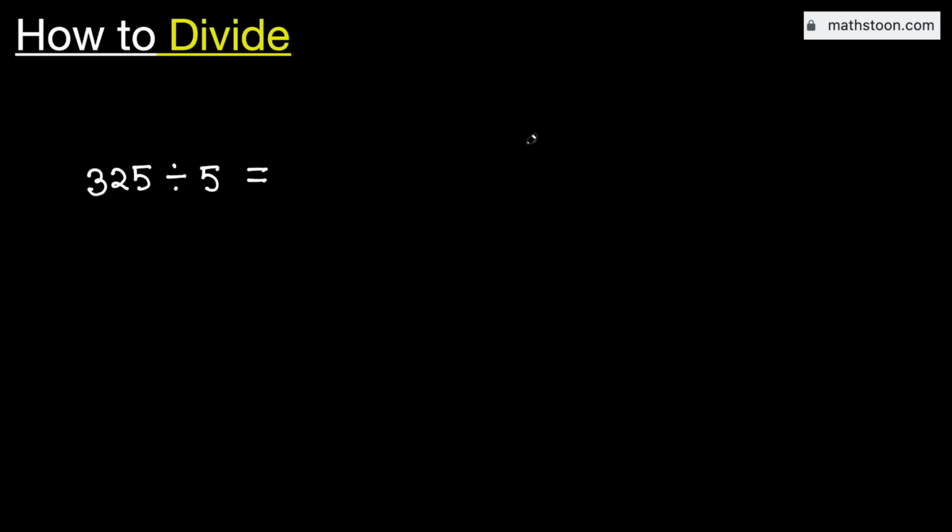Let's learn how to divide the number 325 by 5 using the long division method. Consider the first digit 3. It is less than 5, so we will consider the two digits, that is the number 32. We know that 5 times 6 is 30.